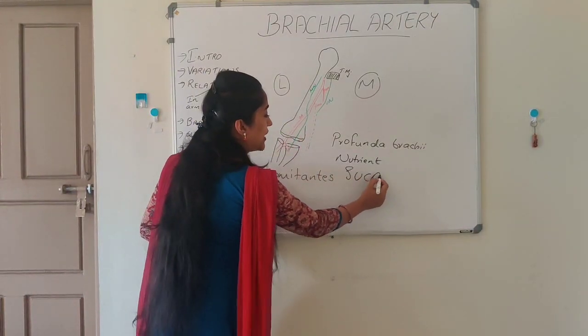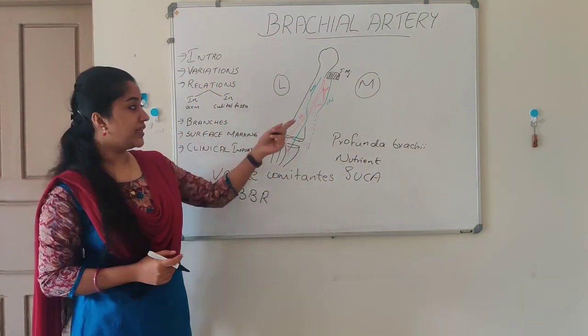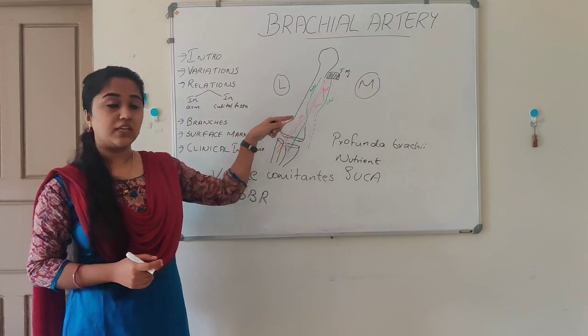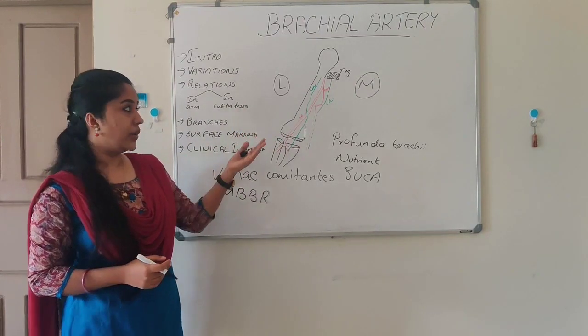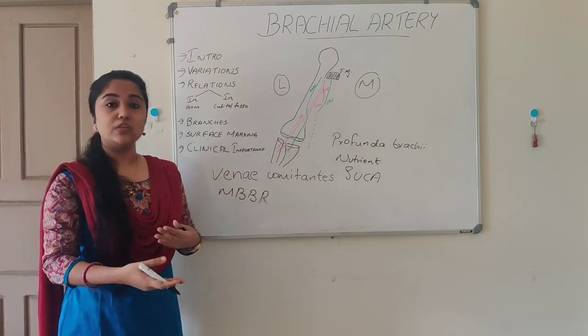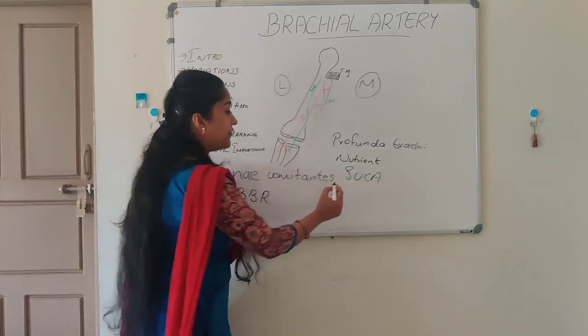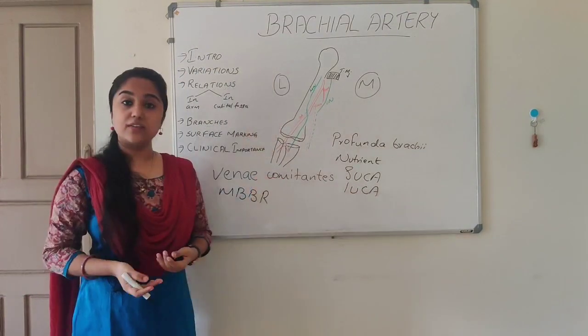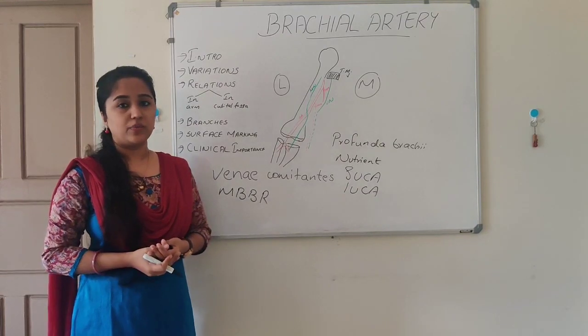Next branch is the superior ulnar collateral artery. This arises just distal to the middle of the arm. You can see here it pierces the medial intermuscular septum along with the ulnar nerve, and goes into the posterior compartment. The next artery is the inferior ulnar collateral artery, also known as the supratrochlear artery, and it divides into anterior and posterior branches.